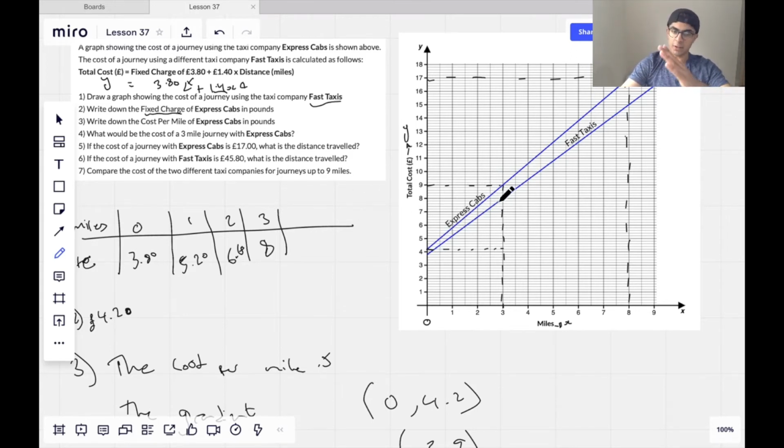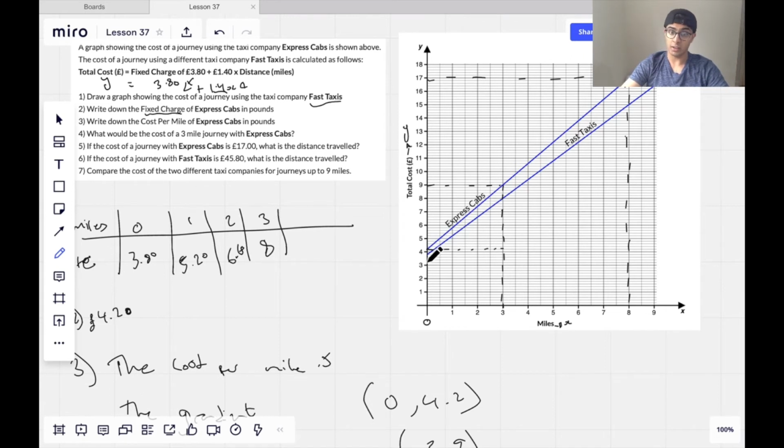But it's fairly obvious from this that if the express cabs line is above the fast taxis line, then express cabs cost more than fast taxis for every point up to 9 miles. And the other thing you can know is that the gap between them widens. So you can see here that initially the difference is very small, right?